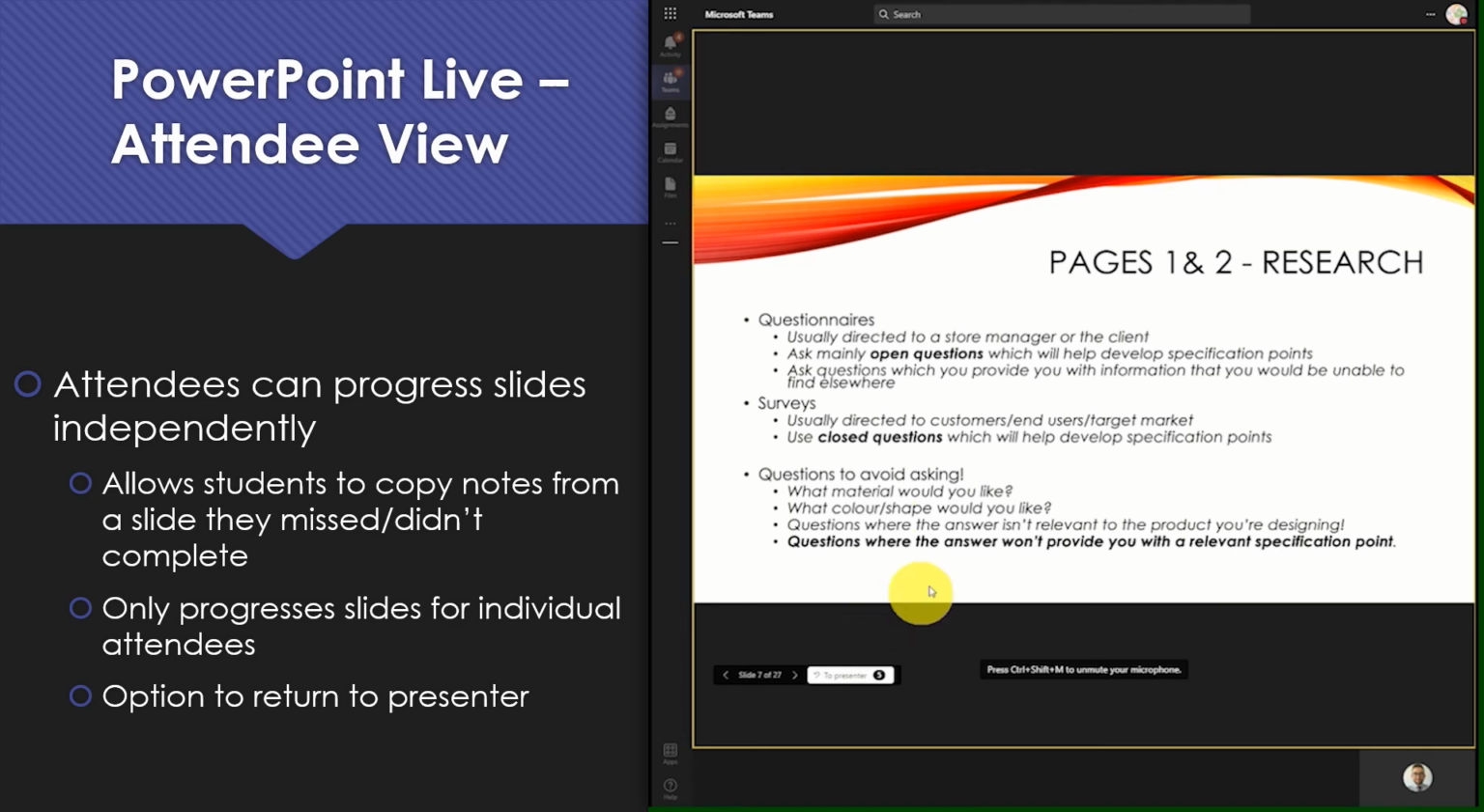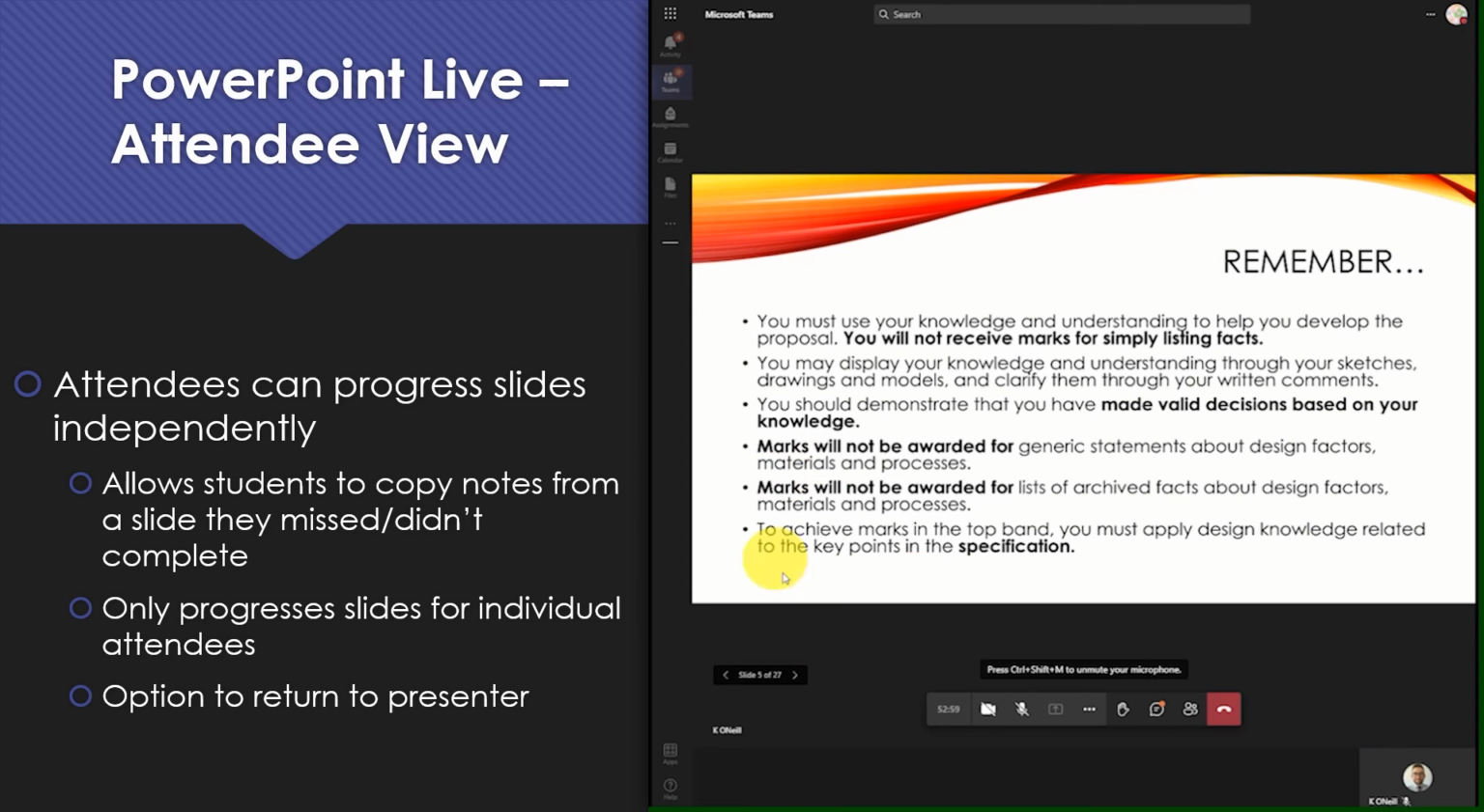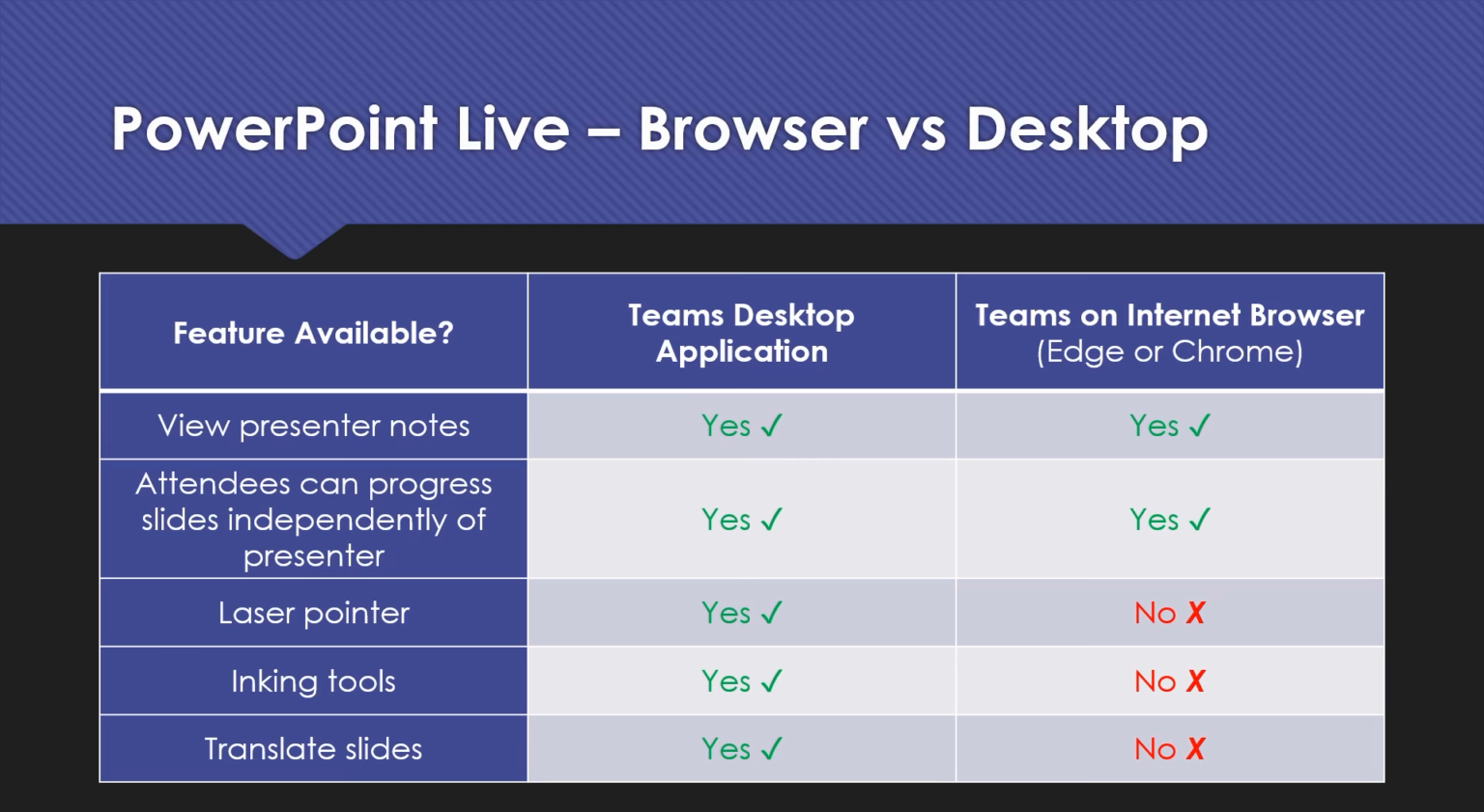At any time, I have the option to return to presenter, and this returns me to the slide that the presenter is currently displaying. It is worth noting that certain features are only available when sharing a PowerPoint from the desktop version of Teams. When sharing a PowerPoint from Teams on an internet browser, the laser pointer, the inking tools, and the ability to translate slides are not available.